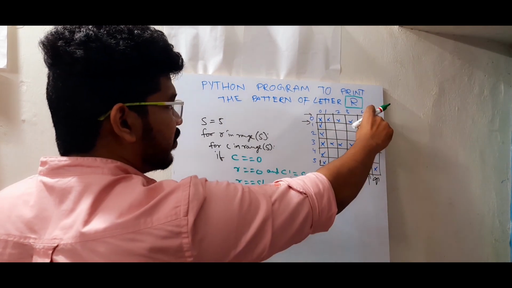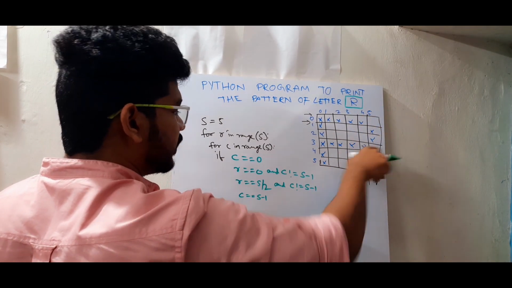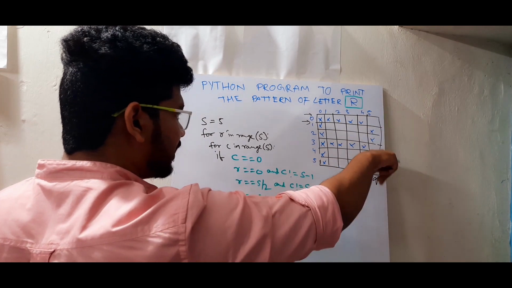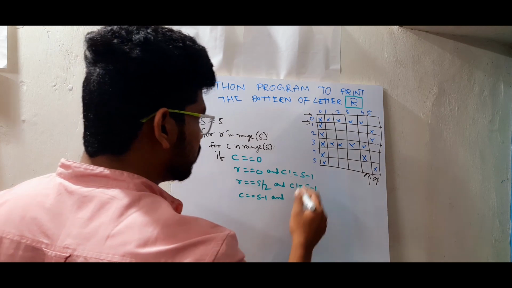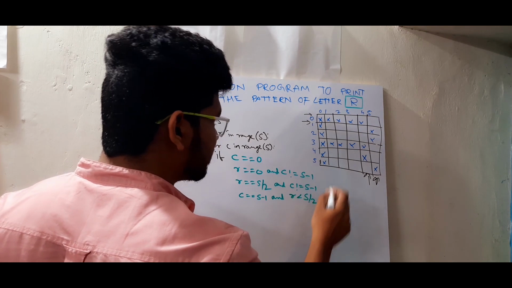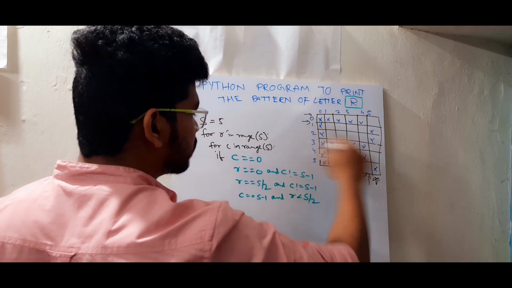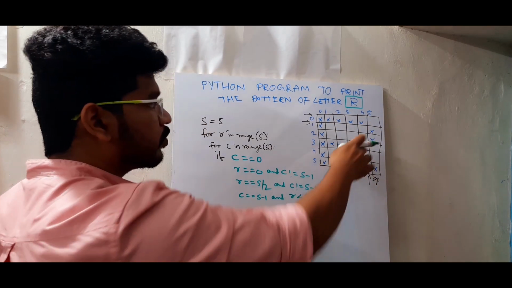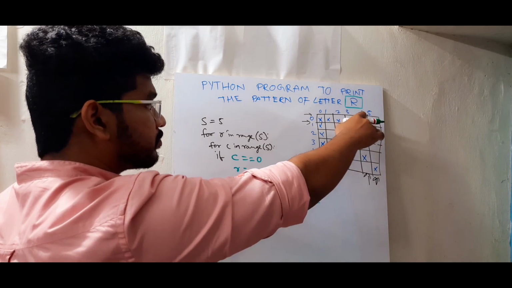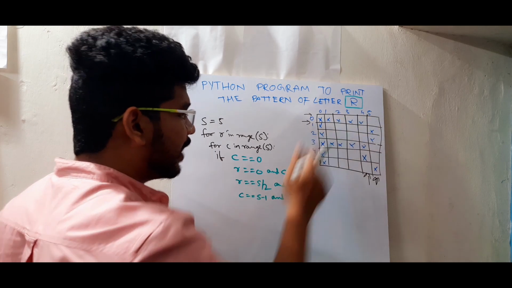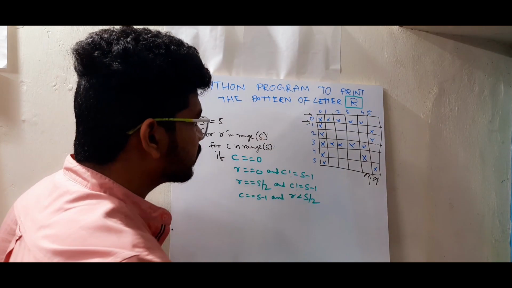Now, however, we make conditions for this and this. You see, this is not completely the last column, only the half of it. That means R less than S by 2. So the column should be last and the row should be less than S by 2. So it will only print up to the condition where the rows are less than S by 2. So it will only print the half. So these are the 4 conditions.